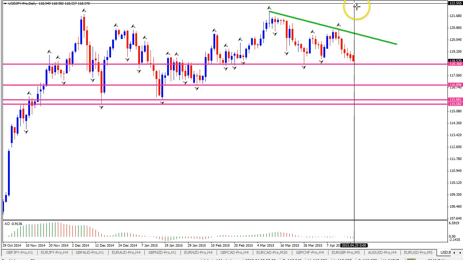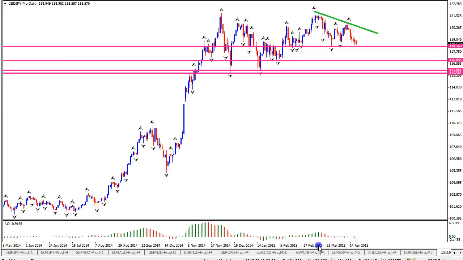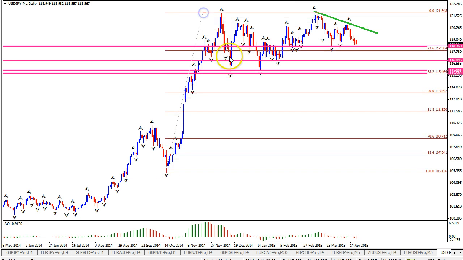bigger support levels. Ultimately, the dollar yen could correct lower if we put a fib from here to here, for instance. Then we could see the potential for the 38.2 fib at 115.50. But, you know, as I said, a lot of support levels. First of all, 118.25 to reckon with before shorts perhaps become a bit more interesting.